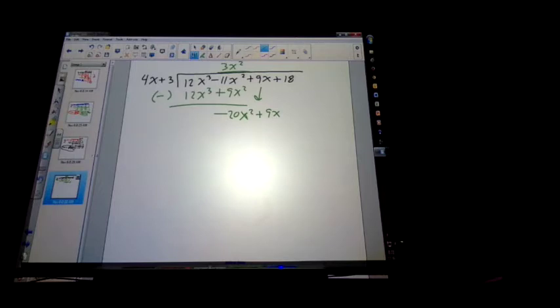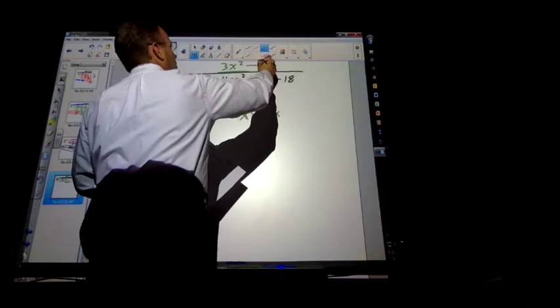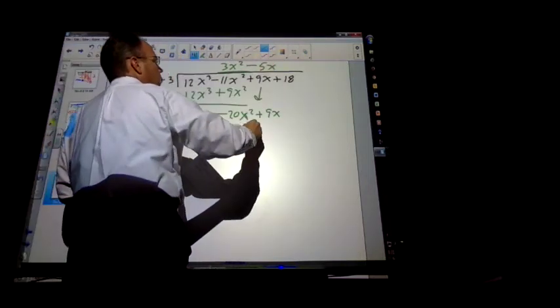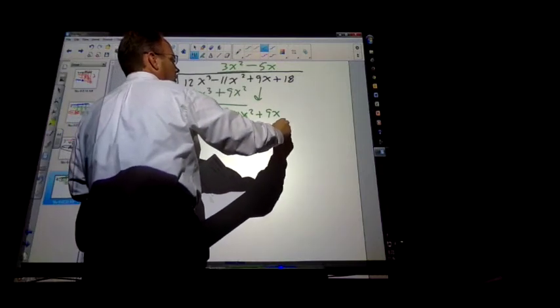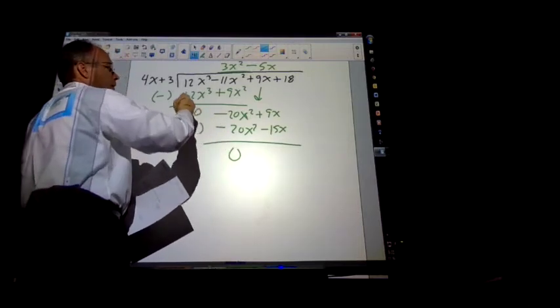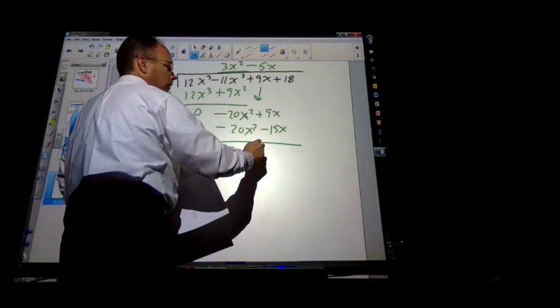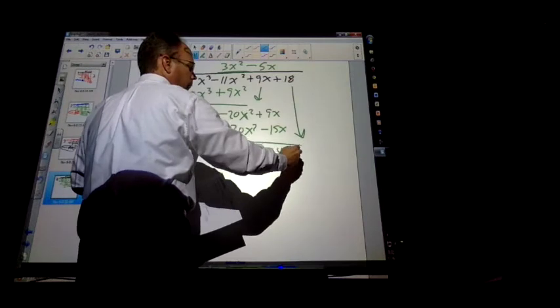Okay. What do I need to multiply times 4 to get negative 20x squared? Negative 5x. Perfect. Negative 5x times that is negative 20x squared. Negative 15x. We're subtracting everything, so that's a 0, right? I guess you could have put a 0 there. That's negative, negative is positive. That's plus 24x. Bringing the 18 down.